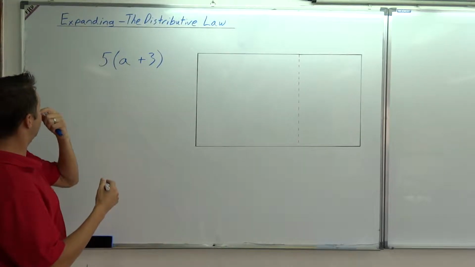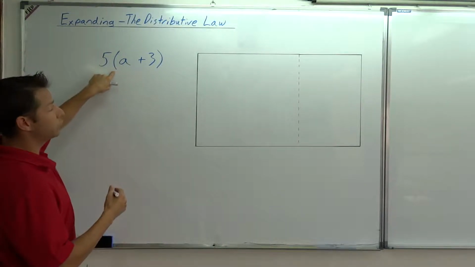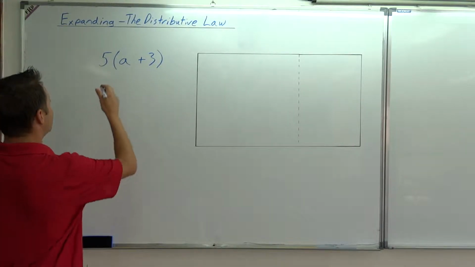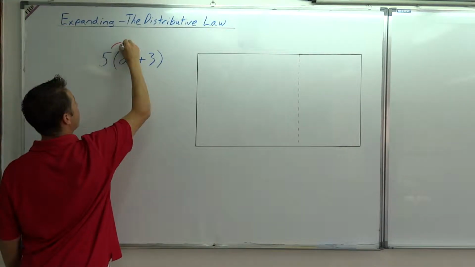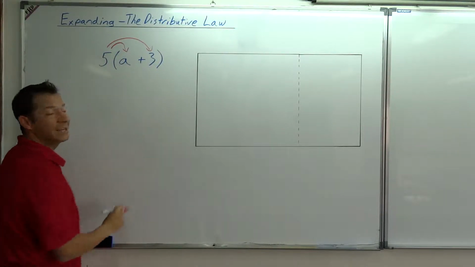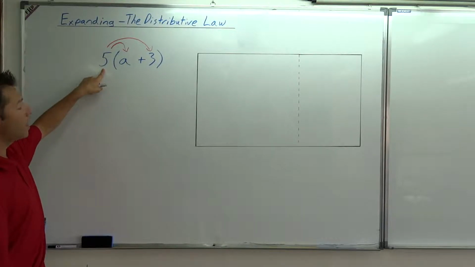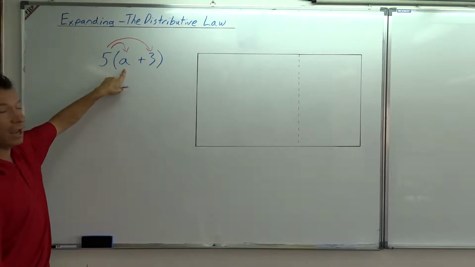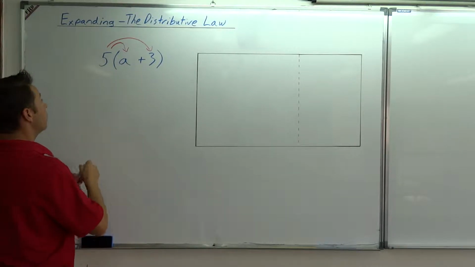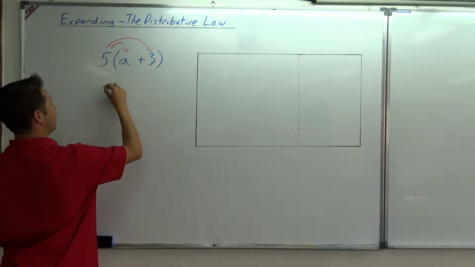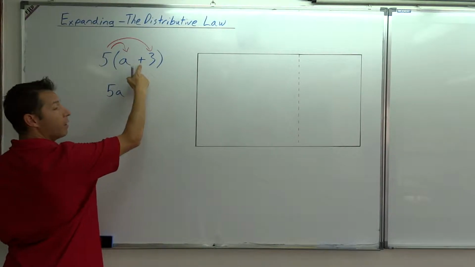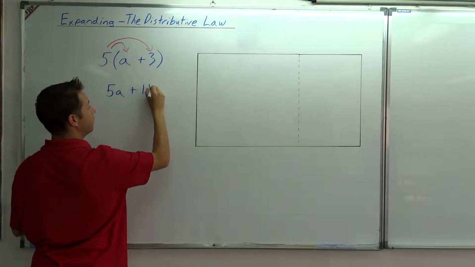So, when we're expanding, what we're trying to do is remove the brackets from the expression or the equation that we're trying to look at. And how we do that is this 5 is going to be multiplied by both terms inside of the brackets. So we're going to multiply 5 times a, and 5 times 3. So it should be 5 times a, which is 5a, and 5 times positive 3 is plus 15.